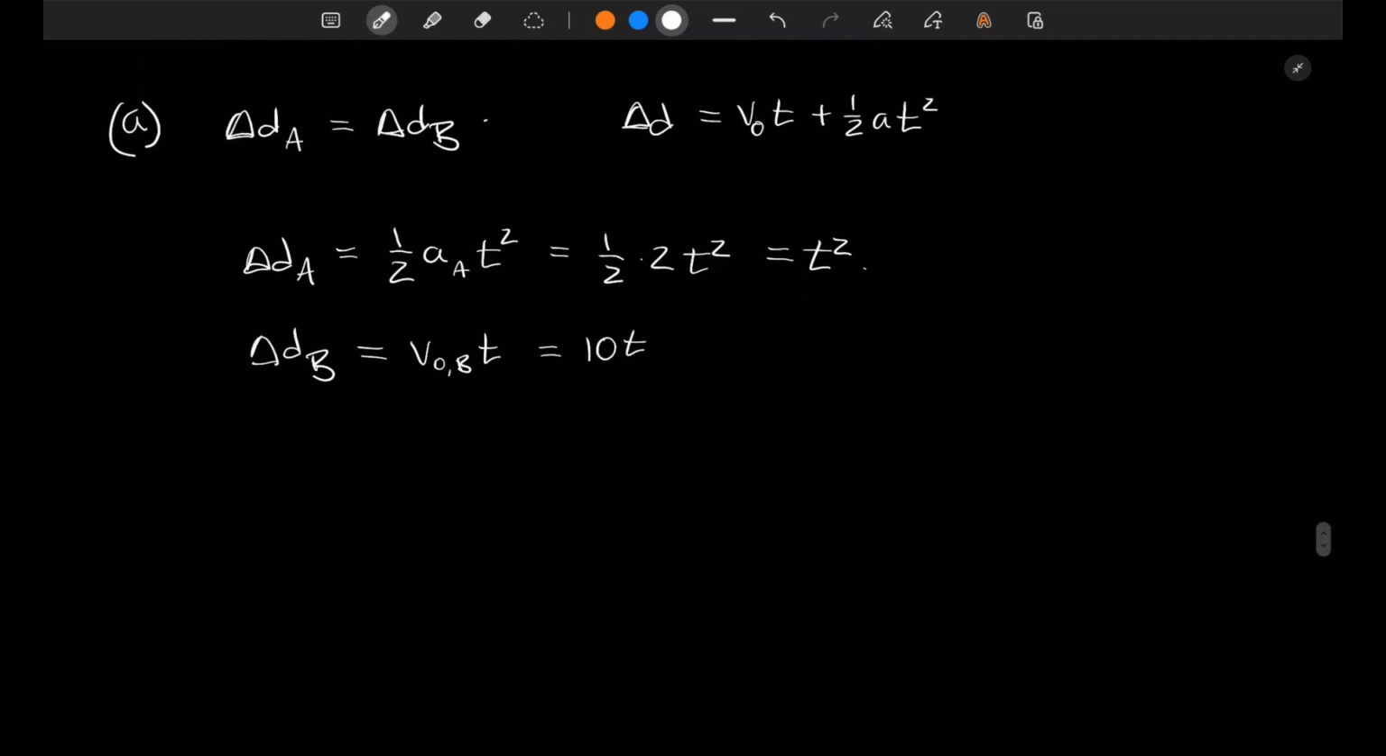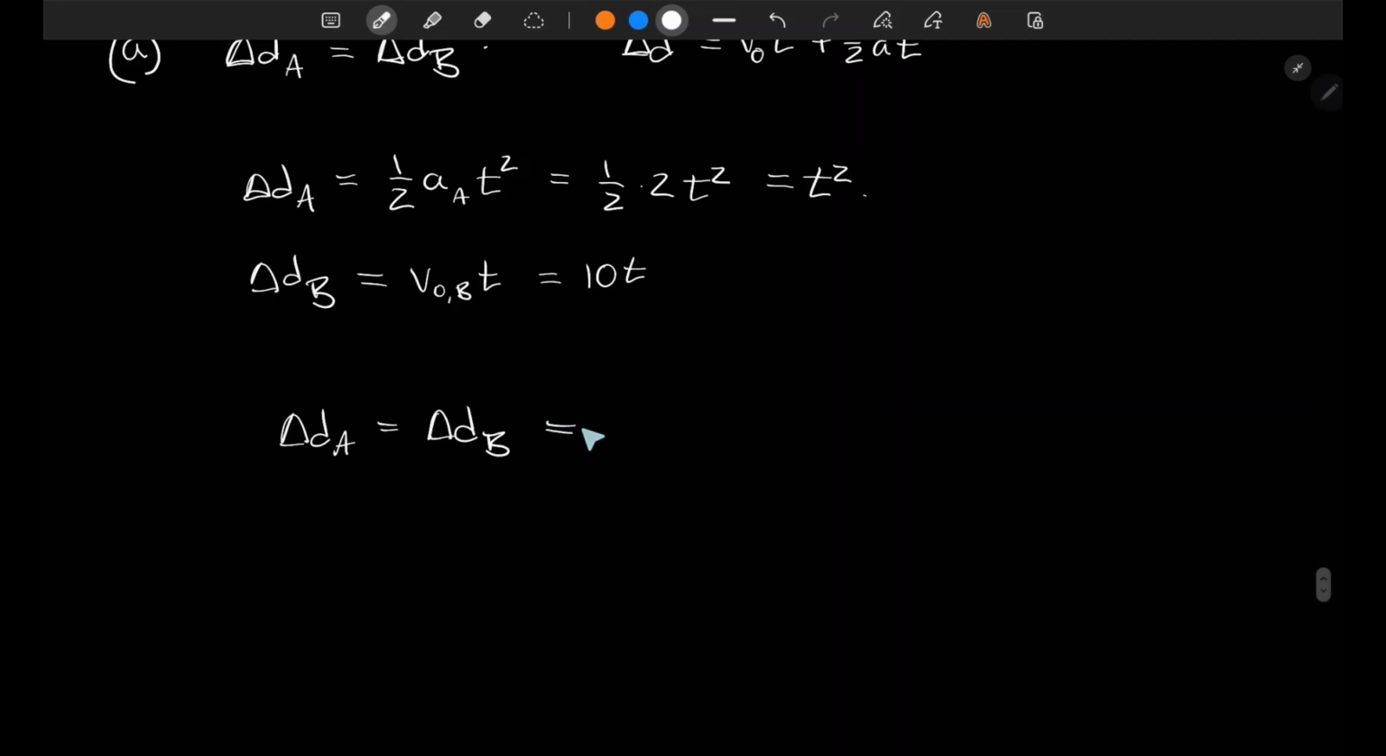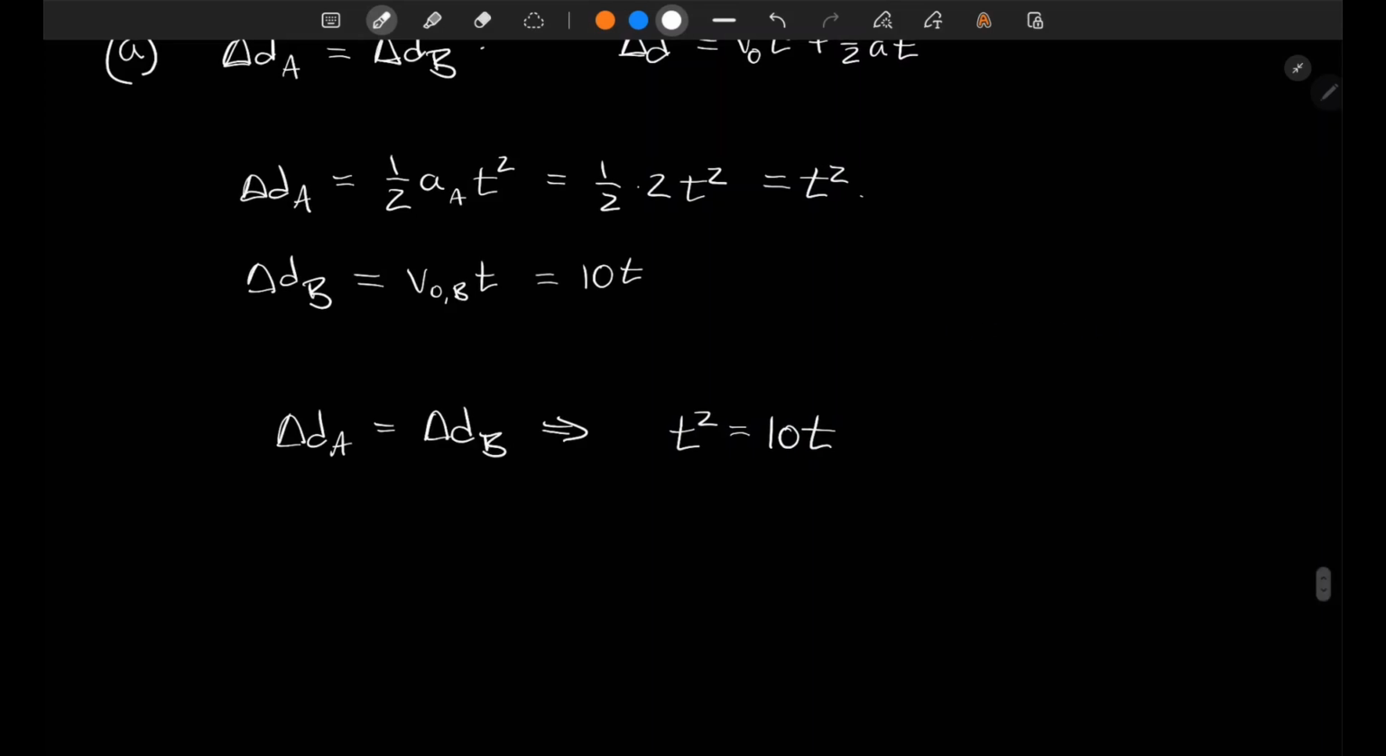Okay, then when we equate these two, we say that delta D sub A is equal to delta D sub B. And when we plug in for the two delta D's above, we see that T squared is equal to 10T. Now there's a T on either side that we can cancel, right? So we get rid of one of those T's. So we see that T is equal to 10 seconds.